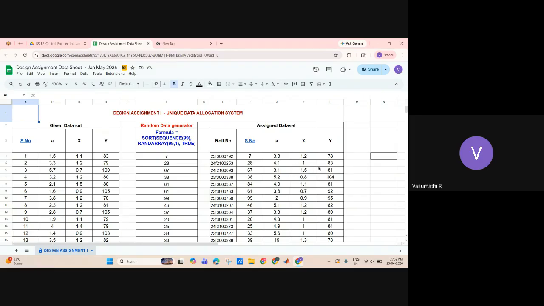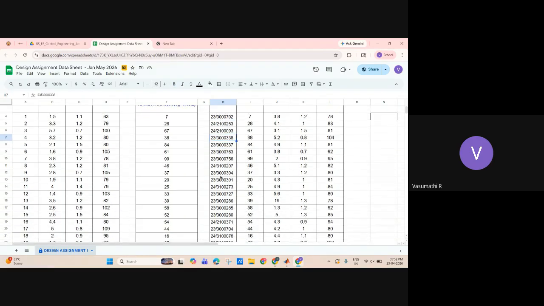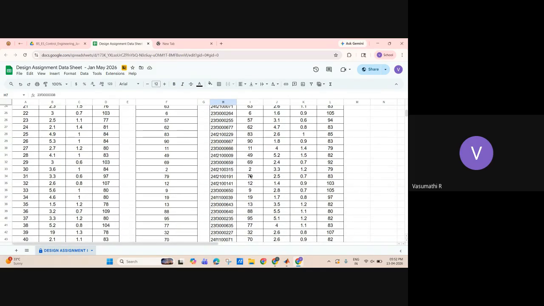Are you asking which column you should take? Yes, ma'am. Here you have been assigned, right? So look for your roll number and you take that data near to your roll number.